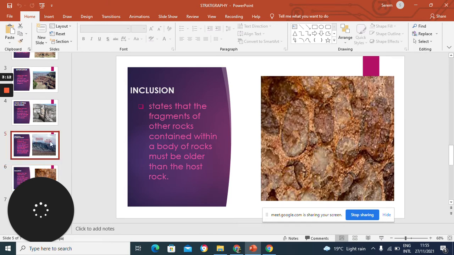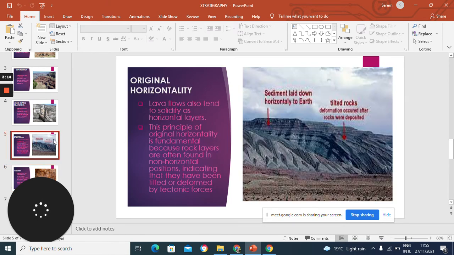The next principle is what we call the principle of original horizontality. It states that lava flows also tend to solidify as horizontal layers. So lava flows don't only solidify as vertical layers, but also in horizontal layers.